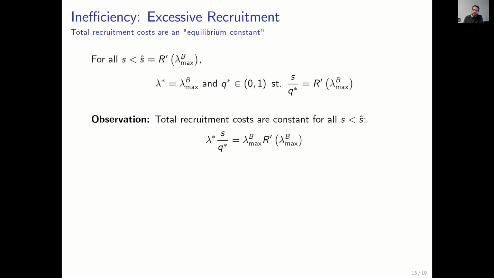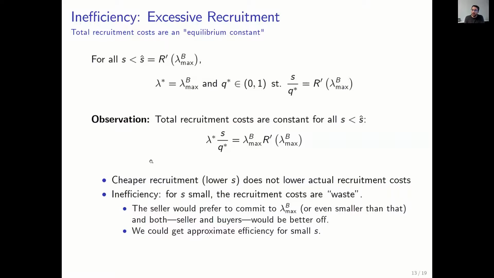And the implication here is that the total recruitment costs are going to be a constant. So for S below S hat, the total recruitment cost, lambda star times S over Q star, is fixed: lambda star is fixed at lambda V max, and S over Q star is fixed at R prime. So the total recruitment cost, sort of how much effort the seller has to spend in total, is fixed and independent of how costly it is to get bidders. If it becomes cheaper to contact bidders, the bidders just become more and more cautious, and so it's harder and harder to motivate in proportion.